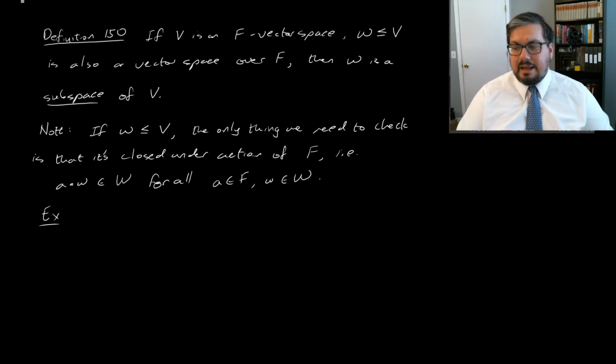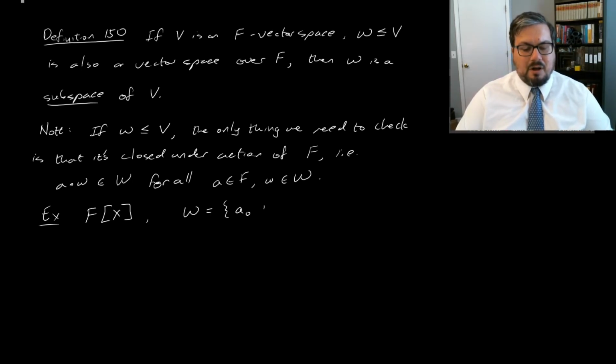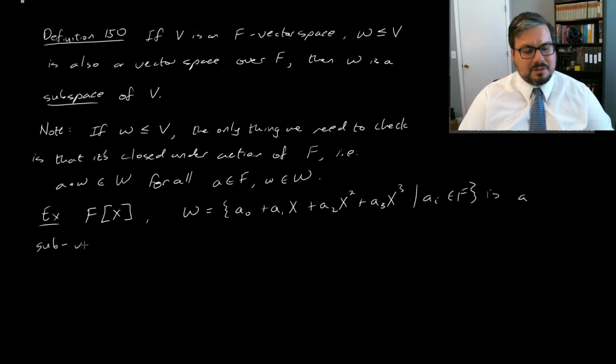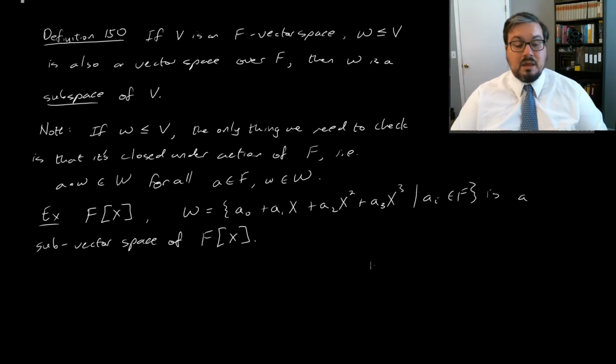So let's take an example. We've got the polynomial ring over the field F. This is a vector space over F. And let's let W be the set of all polynomials that are either 0 or of degree 3 or less. This is a sub-vector space of F adjoin x. Now, it's not a sub-ring of F adjoin x, because if we multiply, for instance, x cubed with x cubed, we get x to the 6th, which is not in W. So W is not closed under multiplication, but it is closed under addition and subtraction.